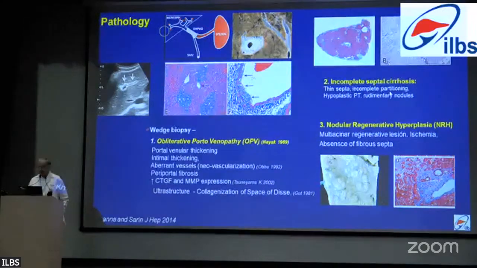Incomplete septal cirrhosis is a very vague term. It's actually somewhere in between normal NCPF to a cirrhosis stage. Here you have thin septa, incomplete partitioning, somewhere there is a nodule, there is a hypoplastic portal vein and rudimentary nodule. These are classical. And NRH is a multi-acinar regenerative lesion. There is hepatic ischemia, but there are no big fibrous septa. And these are all pathologists' delight, but they see it very rarely.